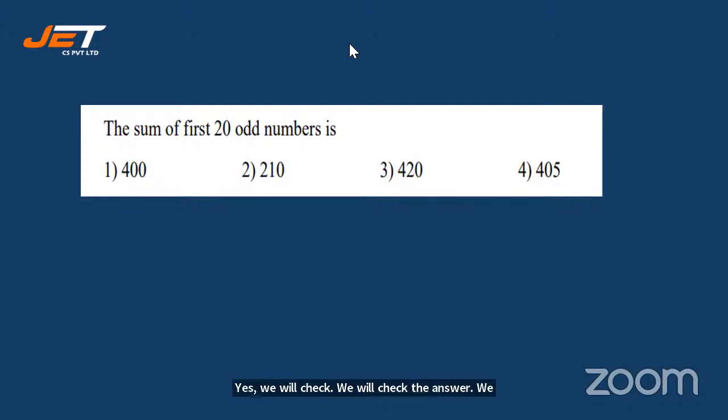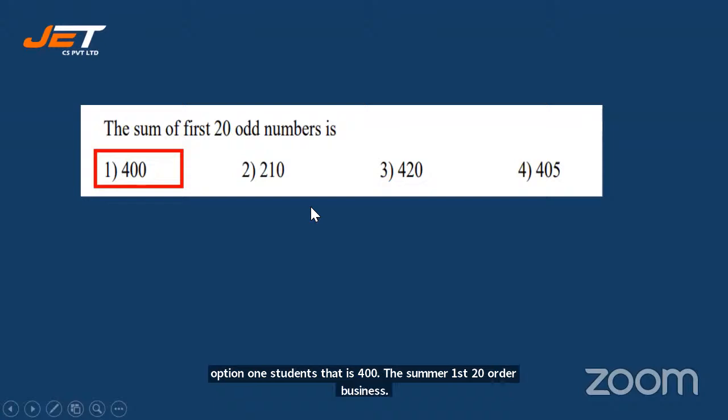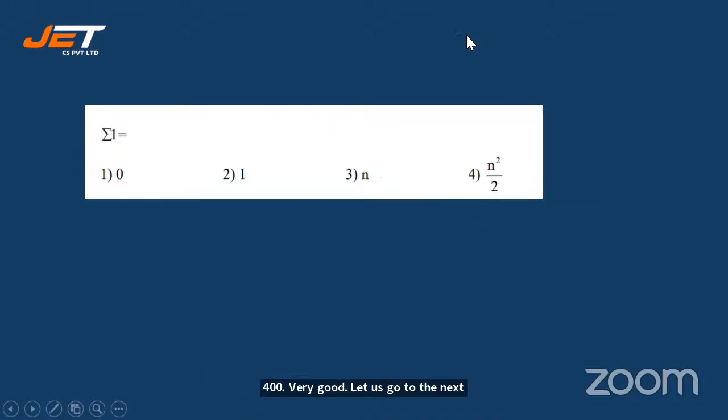I hope you students are doing it on a paper. I'm getting different answers. So many are saying it as 1. Okay, we shall see the answer. Yes, absolutely, it is option 1, students. That is 400. The sum of first 20 odd numbers is 400. Very good. Let us move to the next question.